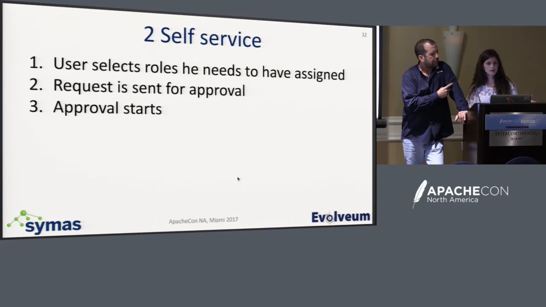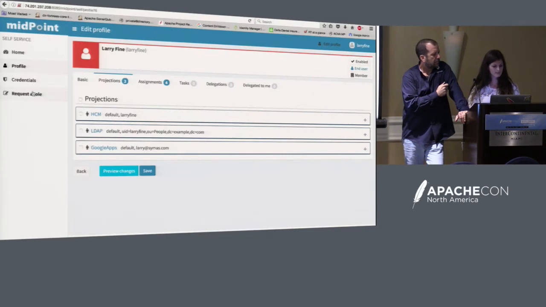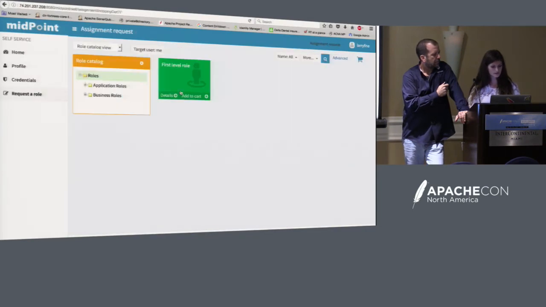It means that now we are logged in as Larry, and Larry realized that he needs some root access to the machine where he does his development. So he needs to request a new role for it. So we are logging in as Larry, and we are going to request the role operator to be able to log in as root to machines.